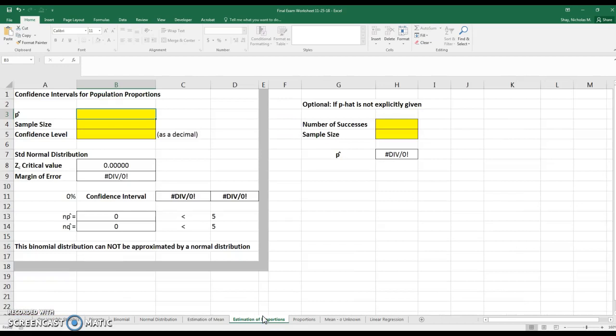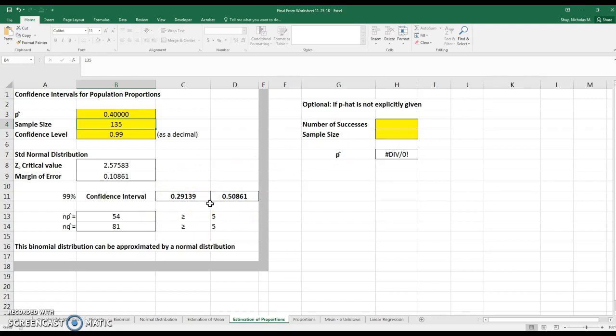Very similar thing happening here with proportions. Proportions, remember, are percentages. So whenever you're asked to find a confidence interval for a proportion, you need a value of p hat. Remember, this is the percent of success. So let's say we had a 40% success, and our sample size was 135, and we were going to do a 0.9 confidence level. So there would be our confidence level right here.